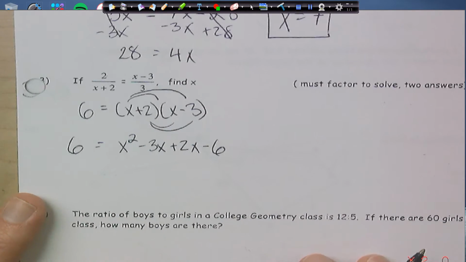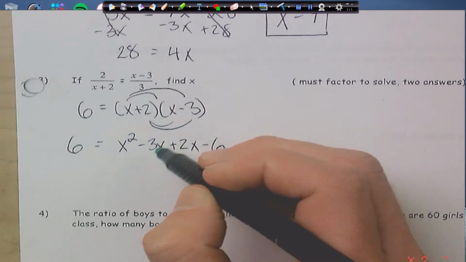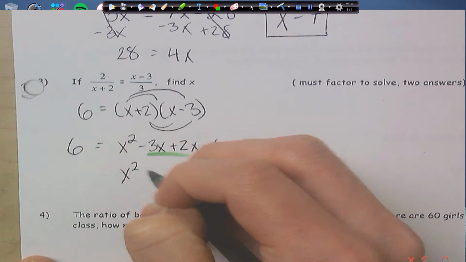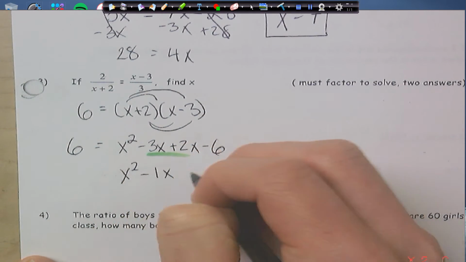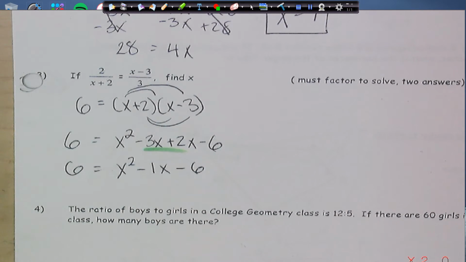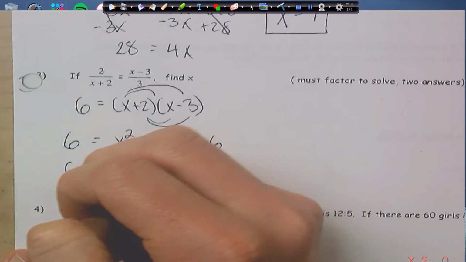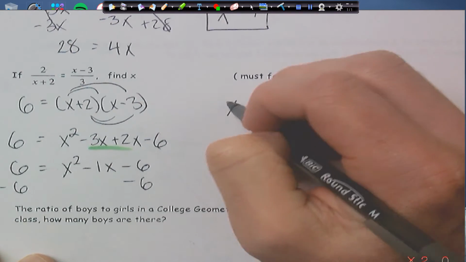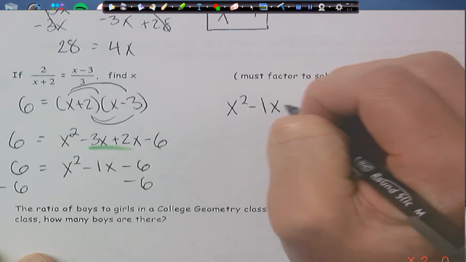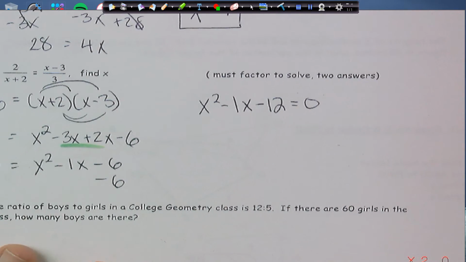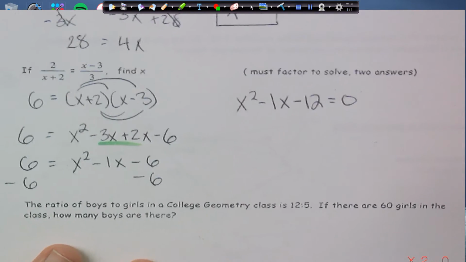Okay, now notice we can combine these two. They're like terms, so we combine the 3x and the 2x to give us x squared minus 1x minus 6. Now a lot of us think we should move everything away from the x's, but we have a trinomial here, so we want to move everything towards the x's. We're actually going to subtract 6 from both sides. And we're left with x squared minus 1x minus 12 equals 0. Okay? From here, let's leave that over there so you can still see it.